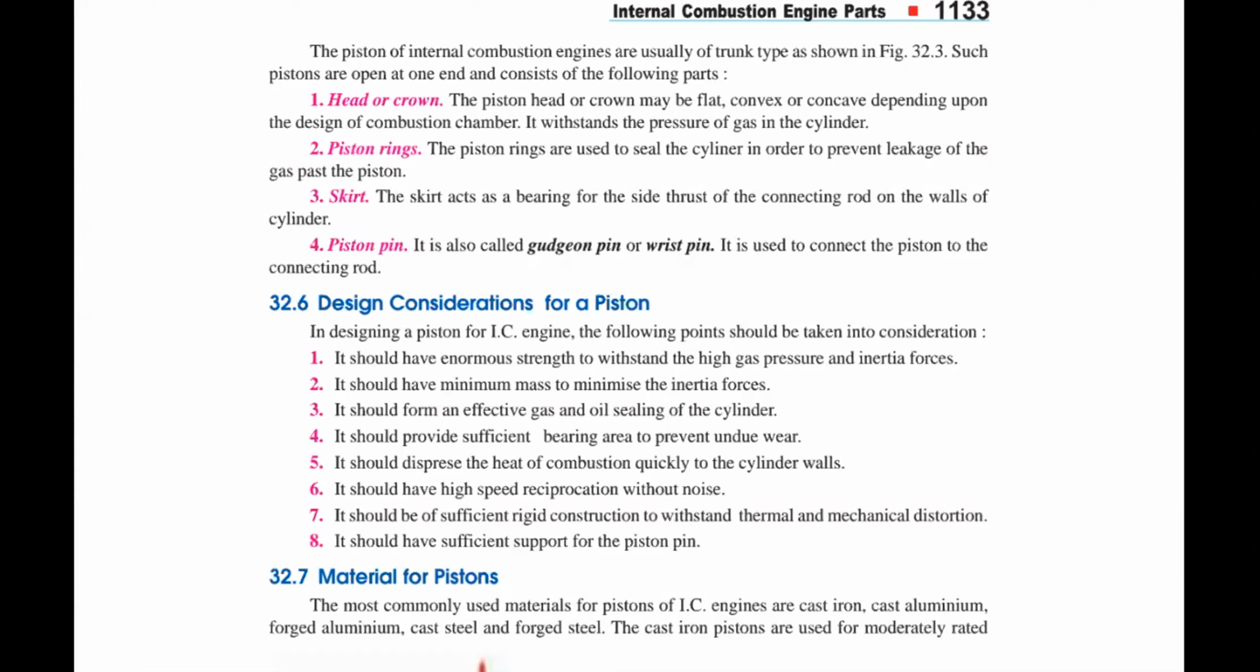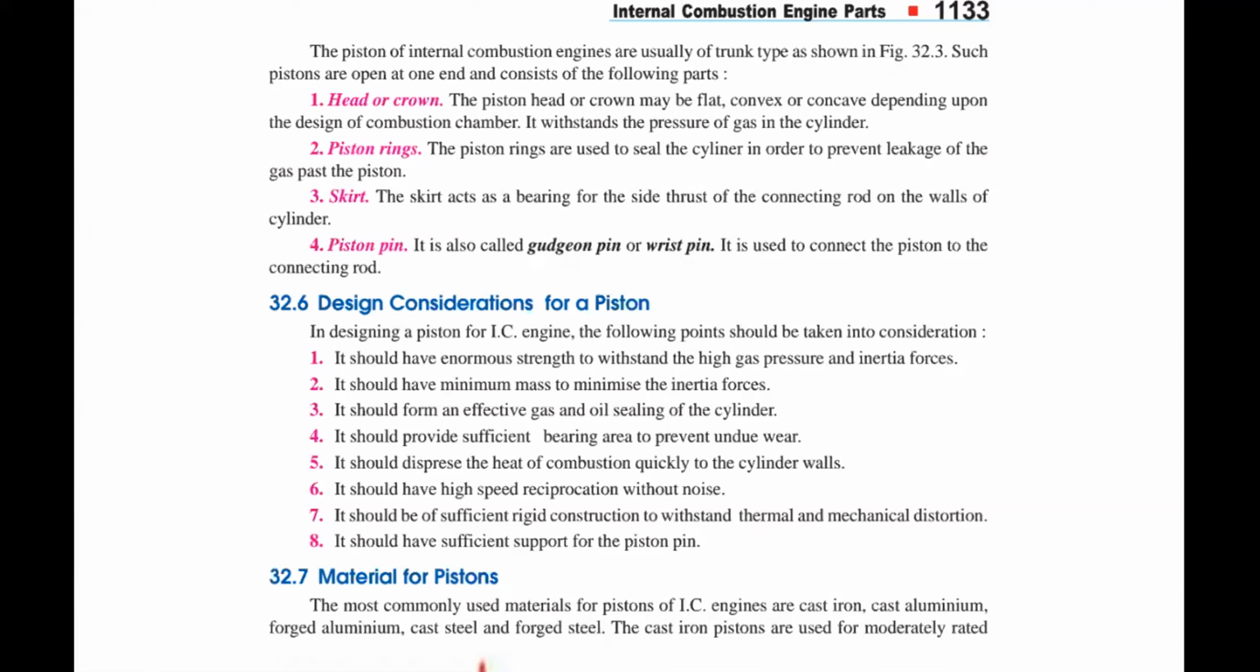First point, the piston should have enormous strength to withstand the high gas pressure and inertia force, because you already know that in internal combustion engines especially, we have a very huge amount of pressure and forces, inertia forces. Already you know that the inertia forces cause tensile forces, right? Since these kinds of things arise in your IC engines, you have to design your component in order to withstand them.